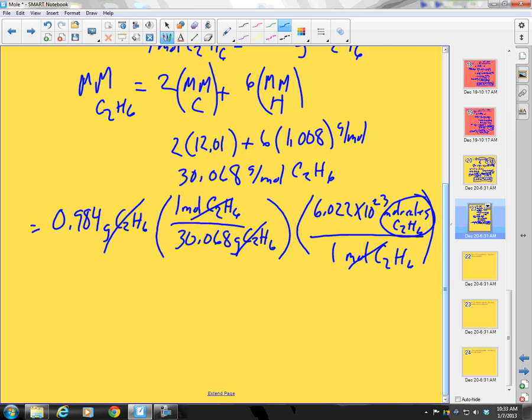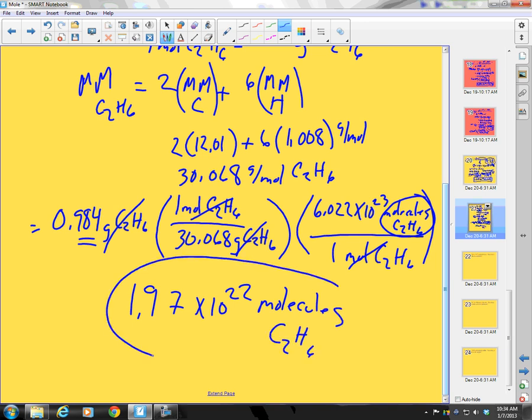Here we go. 0.984 divided by 30.068 times 6.022 times 10 to the 23rd. And abracadabra, I get 1.97. There's only 3 sig figs here, so I can only have 3 sig figs here. Times 10 to the 22nd molecules of ethane. There we go.